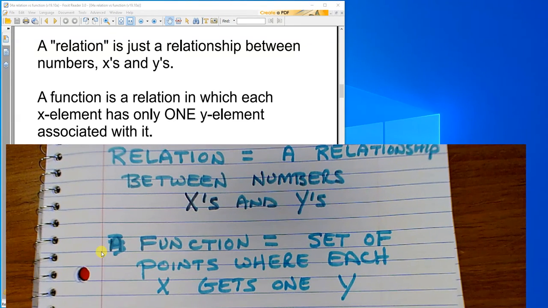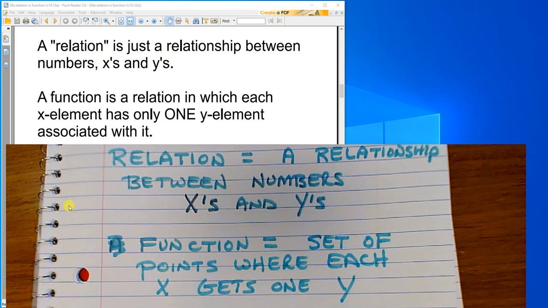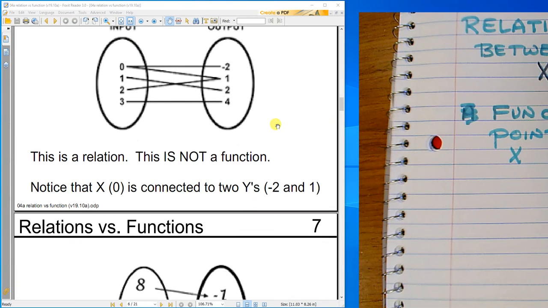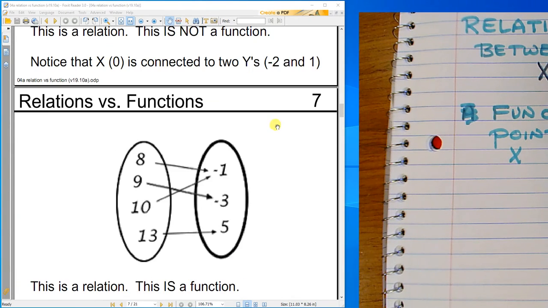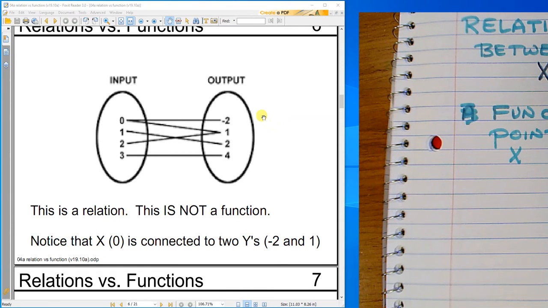So a relation is a relationship between numbers, just x's and y's, so random points. And a function is a very specific relationship where each x gets one y. So I'm going to show you three different mapping diagrams here, and then we'll get into our notes. So this is a relation, but not a function. So I've got 0, -2, 0, 1, 1, 2, 2, 1, 3, 4.